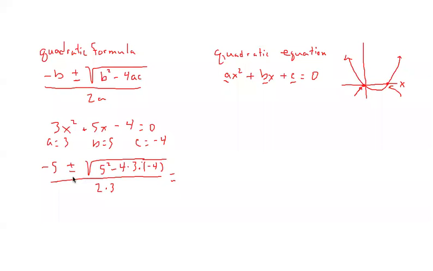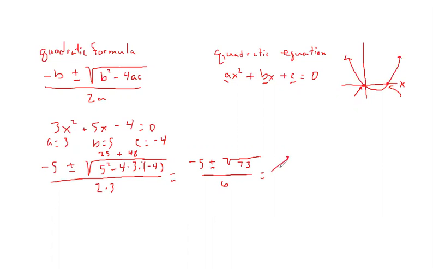Okay, now you should have had something like this. -5 plus or minus and so forth, square root of all of that. Now, be careful when you do this, because the negative times the negative is going to be positive. Okay, go ahead and try simplifying that. Do you get -5 plus or minus square root of 73 all over 6? See, this is 25. 4 times 3 is 12. 12 times 4 is 48, but a negative makes it positive 48. And 25 plus 48 is 73.